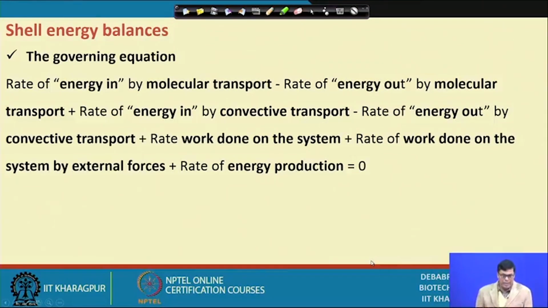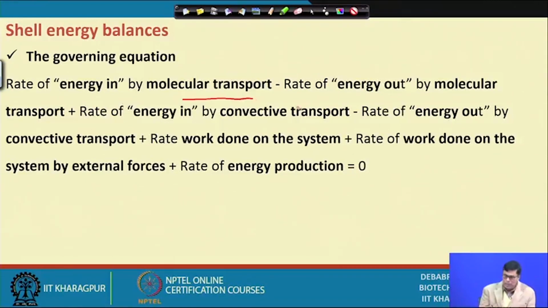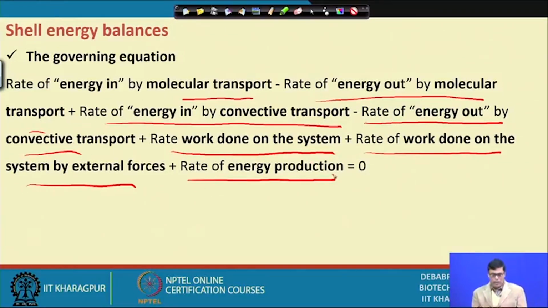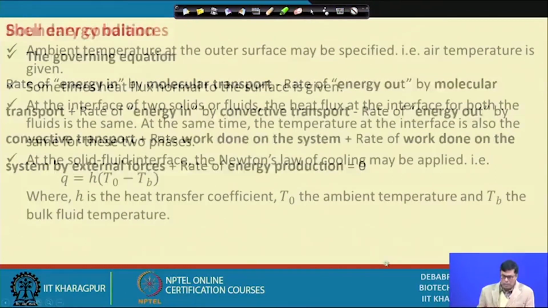Now, the cell energy balance, the governing equation, we can explain like this: the rate of energy in by molecular transport, minus the rate of energy out by molecular transport, plus the rate of energy in by convective transport, minus the rate of energy out by convective transport, plus the rate of work done on the system by the external force, plus the rate of energy production, all should be equal to 0. This is the governing equation.